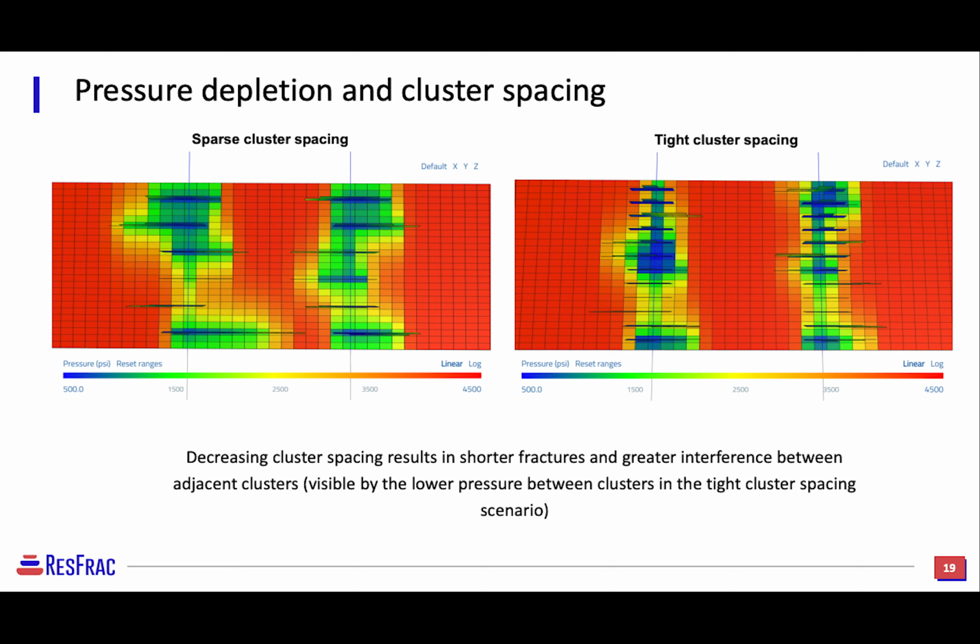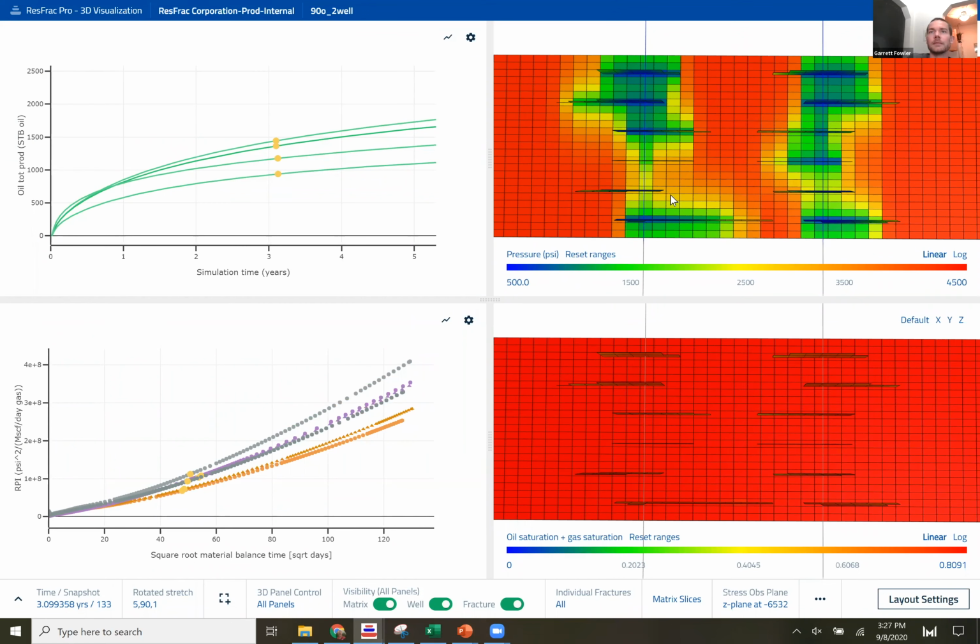Oh, and I had an example of that. Here is just a generic simulation I ran. We can see at about 3 years, there is drainage along each of the fractures in the well, but it's mainly green, so probably in that 1200 PSI range in between fractures.